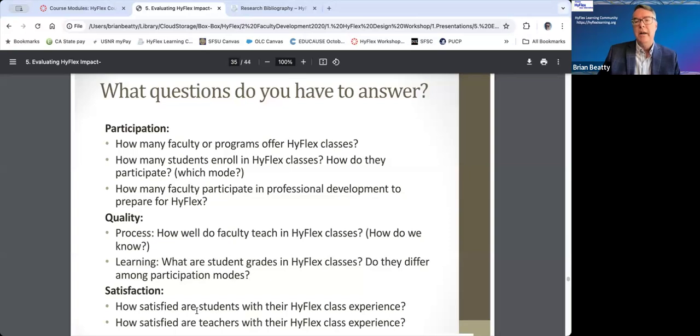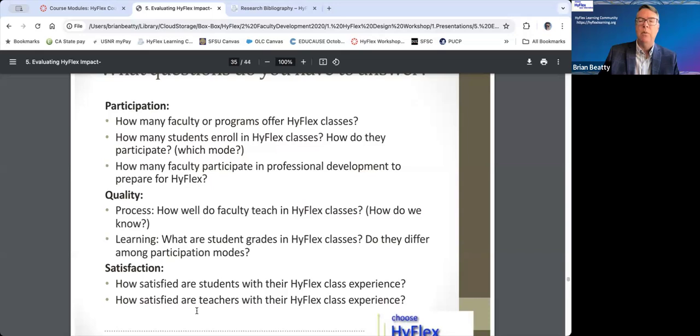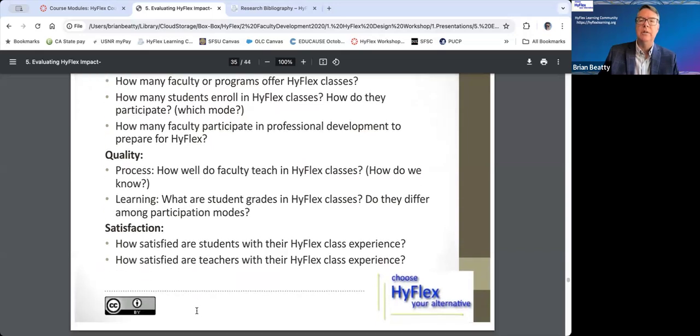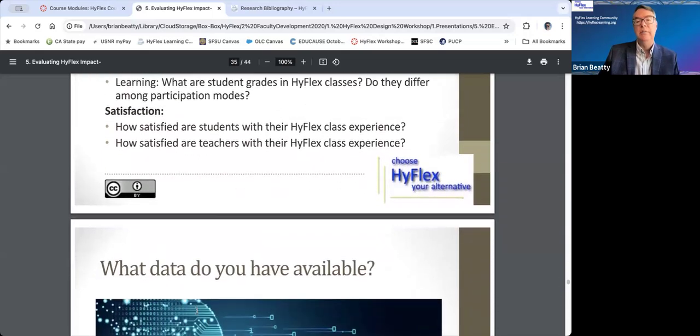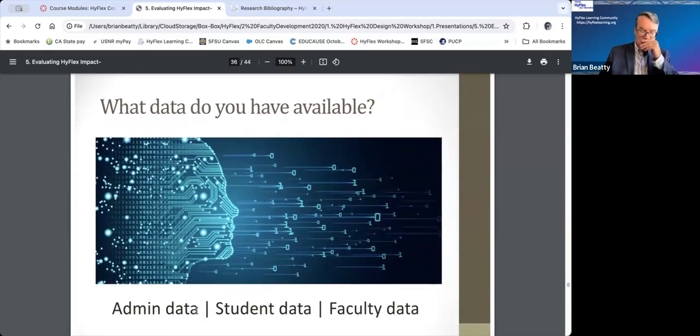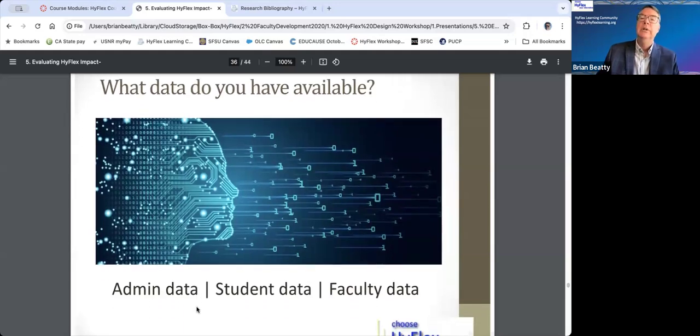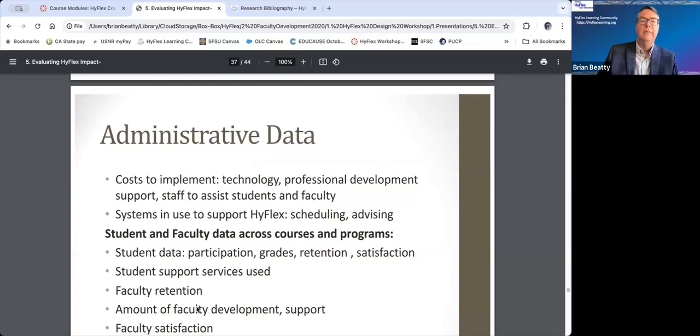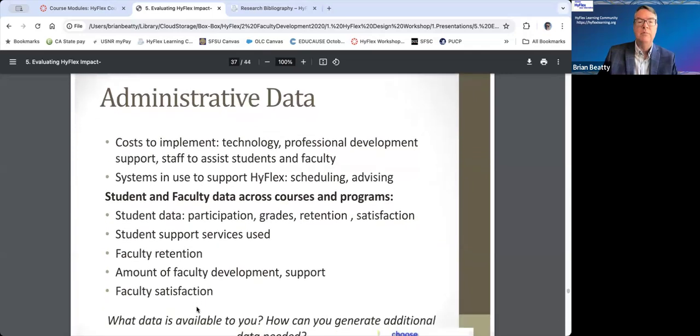What are the other questions you might have to answer? You know, participation kinds of questions, quality questions, satisfaction questions. Or you could look into it more deeply around the actual learning experience, the granular learning experience. So think about the data you have available. You have administrative data, you have student data, you have faculty data, right? You have cost data, perhaps, if you keep track of this. You have student participation data, their enrollment.